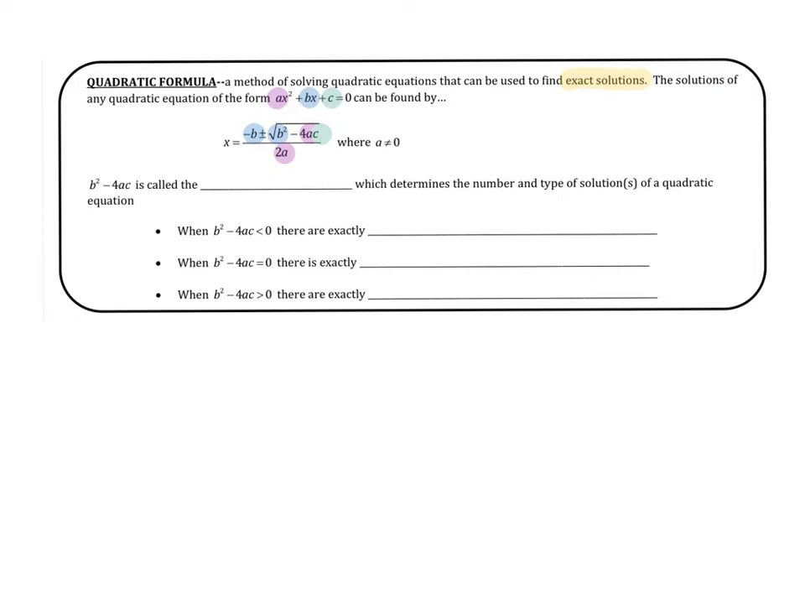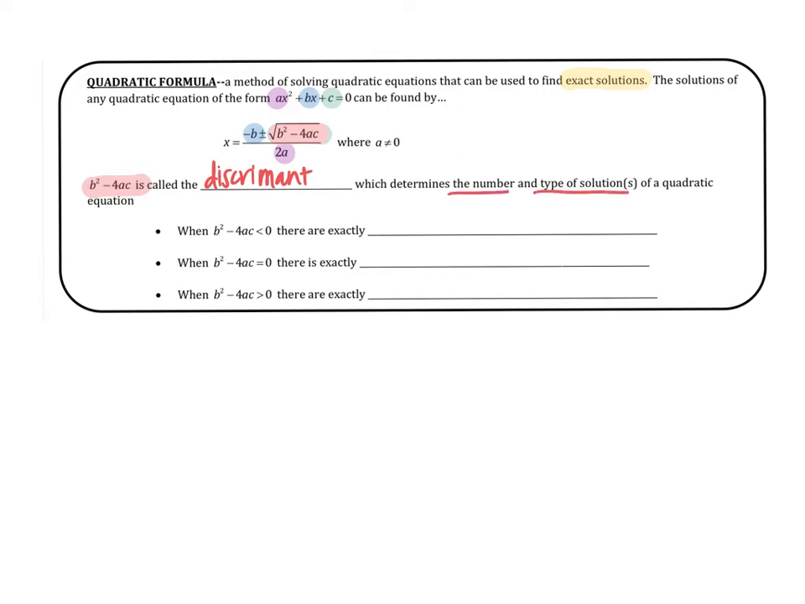So hopefully you remember that the discriminant is b squared minus 4ac. It's got a special name. It's called the discriminant. And this number, again b squared minus 4ac, when I input numbers, I'm going to get an output. It's going to be a number, and it's going to determine the number and type of solution.